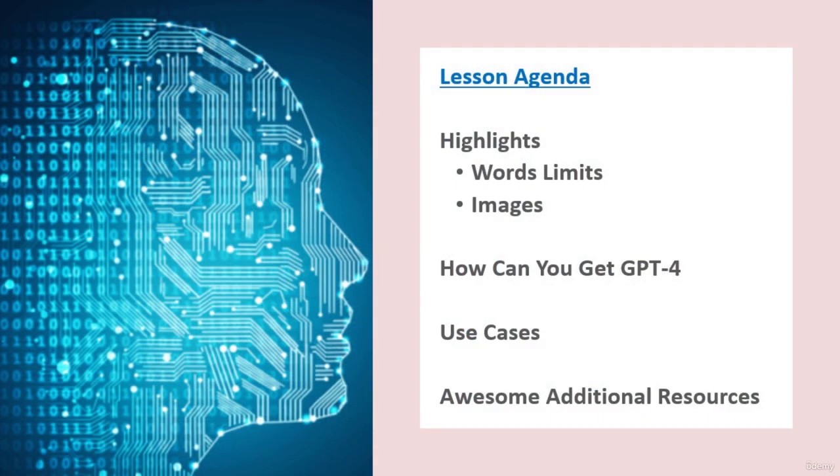What are some of the improvements, things like around word limits and images. This is something new and big, using images as opposed to just text. So you're going to see some interesting stuff with that. And also other highlights I'm going to share with you as well. And then how can you get GPT-4? There's different classes or levels.